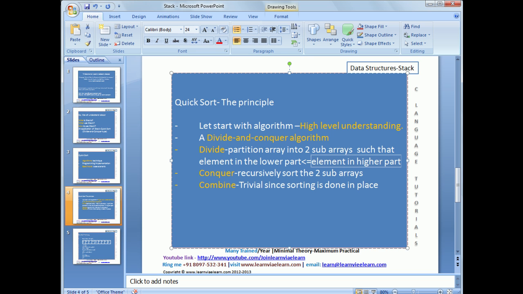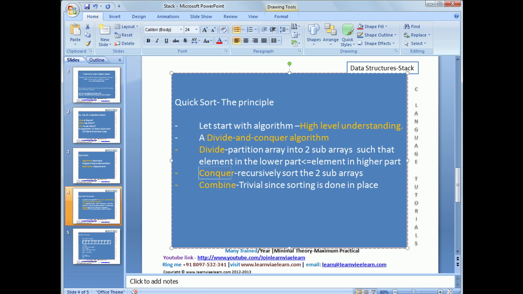And then we combine that lower and upper, or higher, part. In this way we will solve the complete array. It will be more clear when we actually see the real scenario.